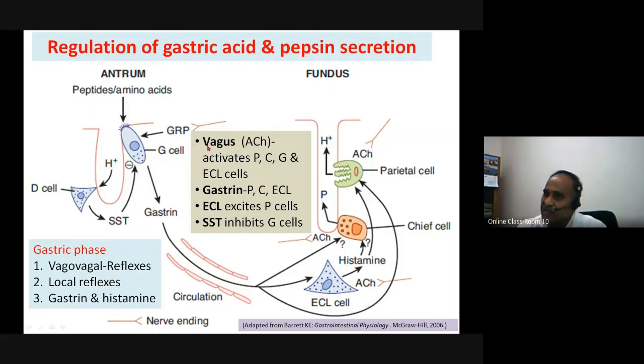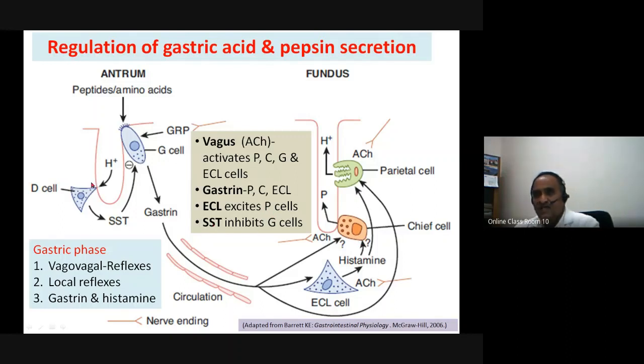In this box, I have mentioned how the vagus is activating. The vagus activates the P cell, the chief cell, the G cell, and the ECL cells. So that means it activates all the cells in the gastric glands. Gastrin is a hormone, and this hormone will activate these three cells, the P, C, and ECL. Now ECL cells in turn activate the P cells as well as the C cells. I forgot to type the C here, P as well as C cell.